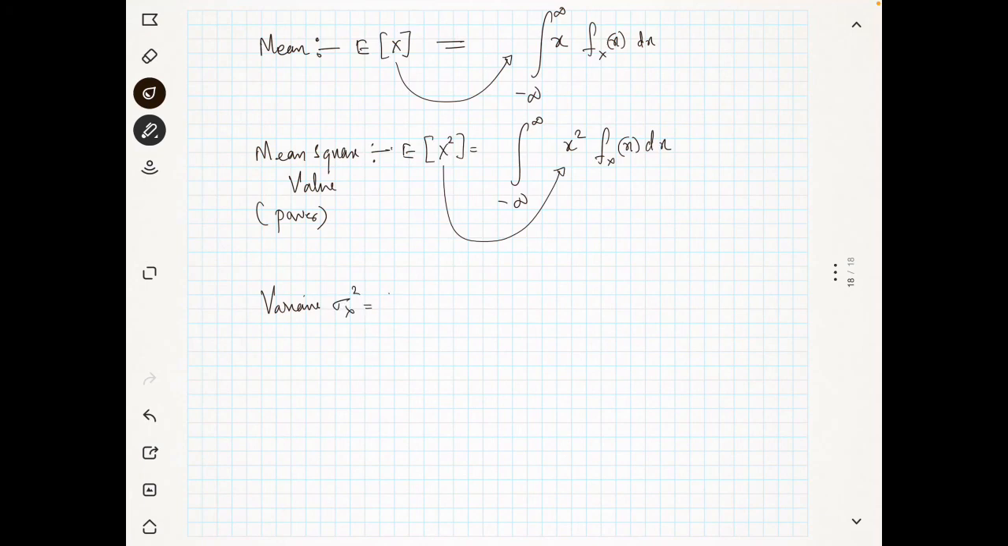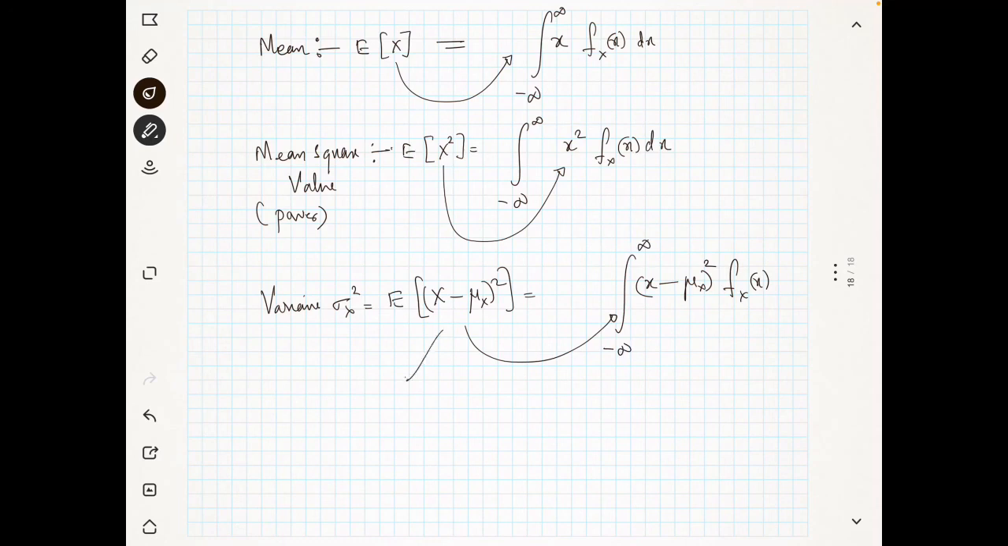Sigma x square is nothing but the expected value of (x minus mu x) the square. You see here I have used x minus mu x, and I will square it. Then I will multiply with fx of x and integrate from minus infinity to infinity. Now we can elaborate more on this.